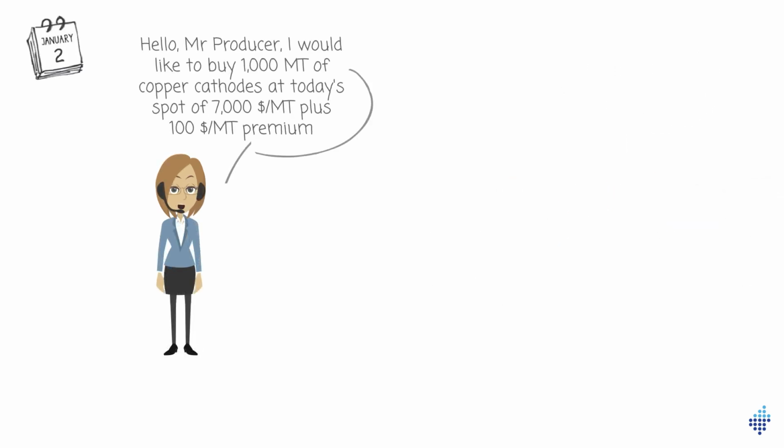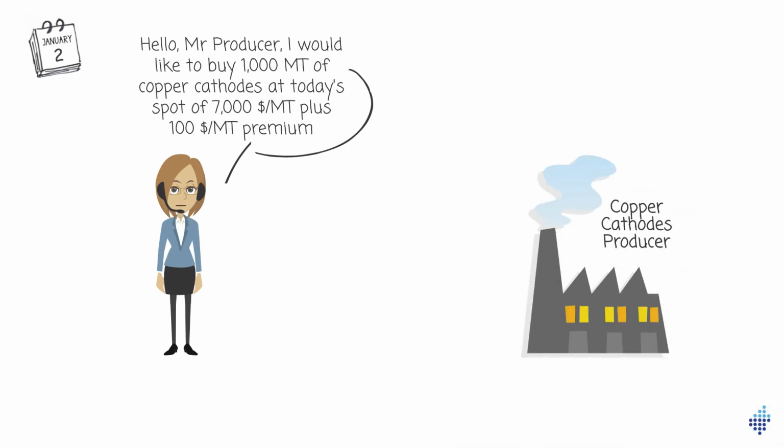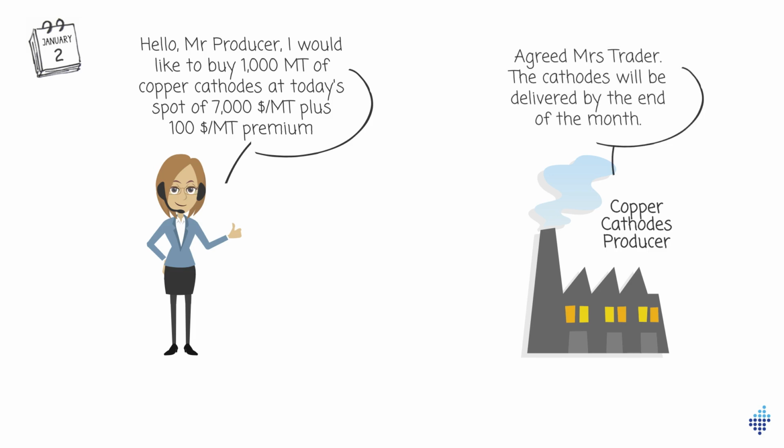Today, the 2nd of January, the physical trader buys 1,000 tons of copper cathodes at today's spot price of $7,000 per ton plus a premium of $100 per ton. The cathodes will be delivered, and the payments done by the end of the month.